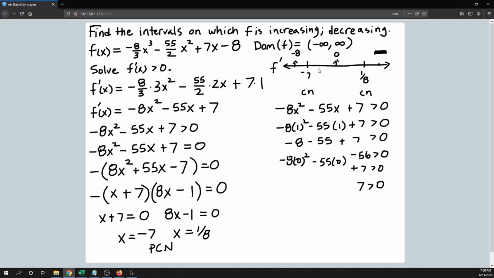And that means that every number on this piece is a solution to that inequality. And so therefore, when I plug any number in between -7 and 1/8 into the derivative, I will get a positive number output. And so the derivative is positive there. All right, so I put a big plus over there.